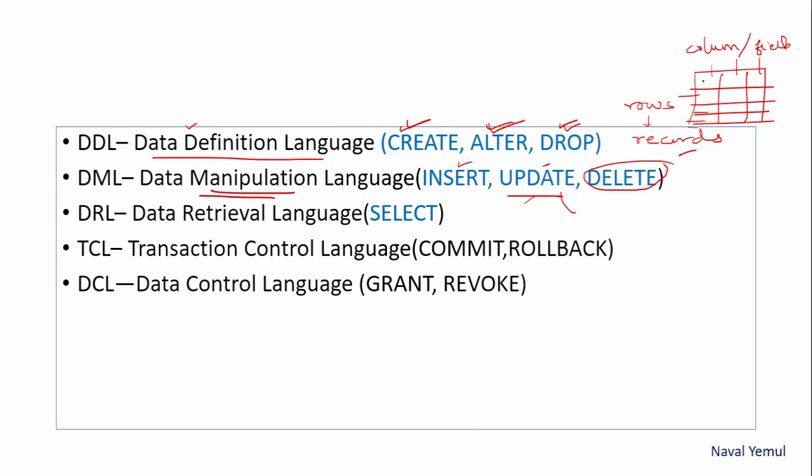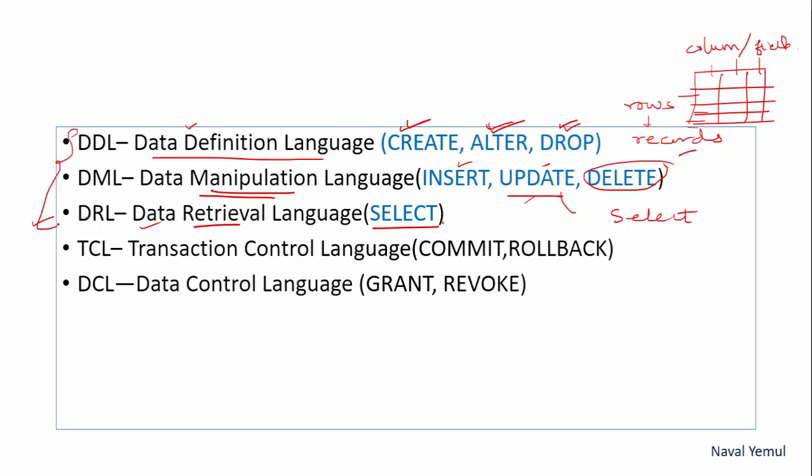After you have created the data, and after you have manipulated it, now if you want to retrieve something, if you want to get some results from this, if you want to see 1 column, 2 columns, or a few records, then we use retrieval. If you want to retrieve the data, we use a retrieval language, and in that we use a command called select. So we use the select command to retrieve the records or the fields. So that is DRL.